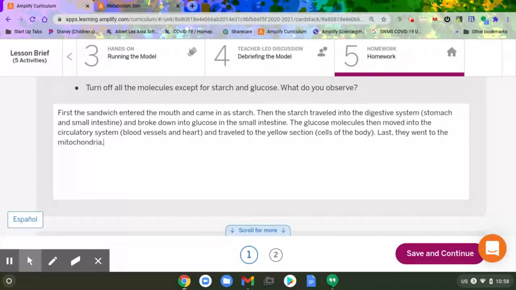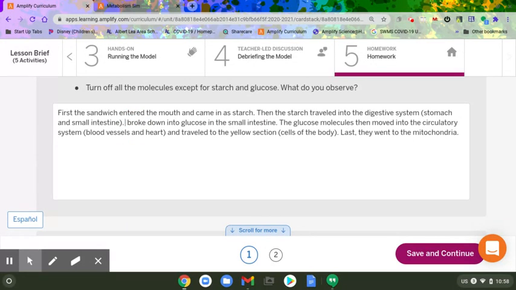But notice that I'm kind of using a step-by-step. First, the sandwich entered the mouth and came in as starch. Then the starch traveled to the digestive system, which included the stomach and small intestine. And I would pause that one. Next, the starch broke down into glucose in the small intestine.